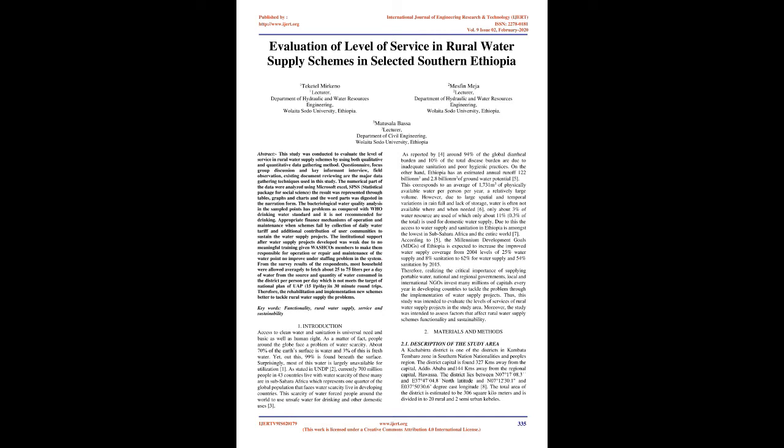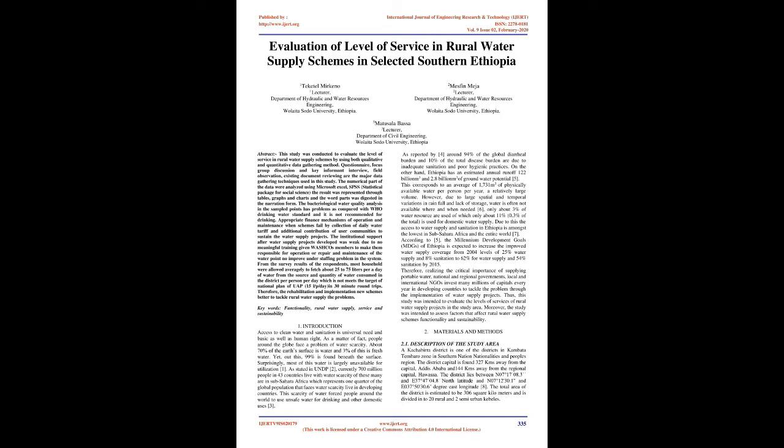1. As stated in UNDP 2, currently 700 million people in 43 countries live with water scarcity. Of these, many are in sub-Saharan Africa, which represents 1/4 of the global population that faces water scarcity in developing countries. This scarcity of water forced people around the world to use unsafe water for drinking and other domestic uses. 3. As reported, around 94% of the global diarrheal burden and 10% of the total disease burden are due to inadequate sanitation and poor hygienic practices.